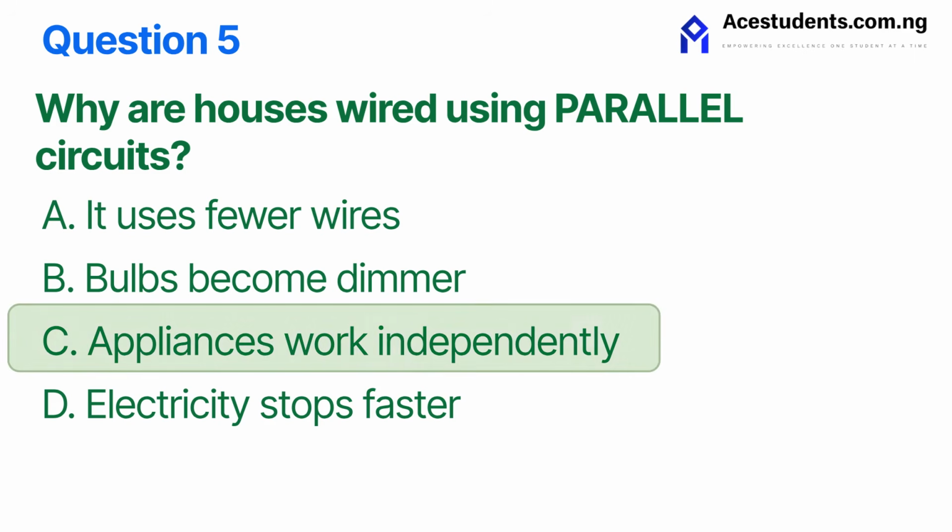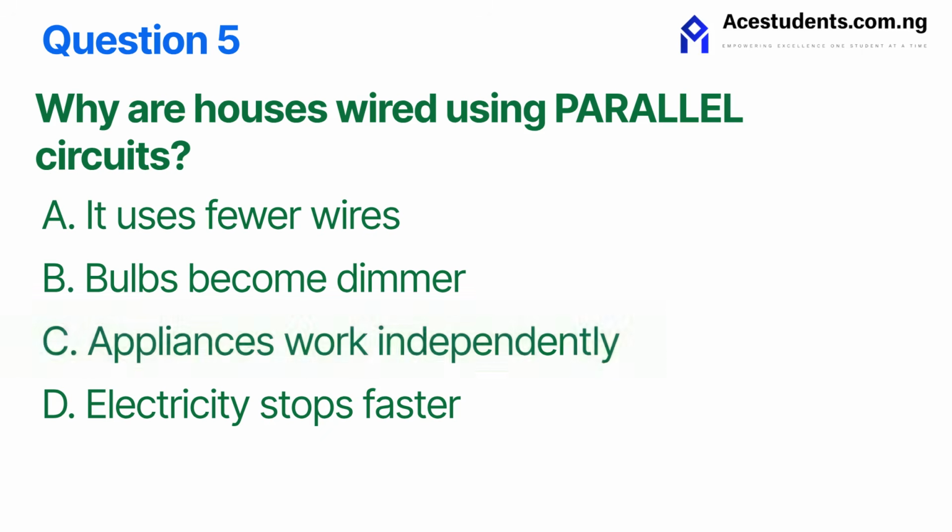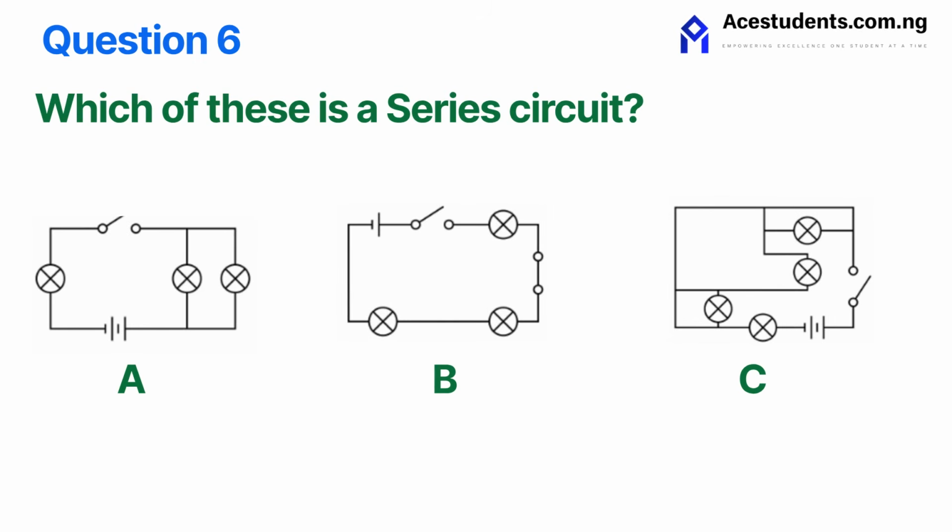The correct answer is C. Appliances work independently in a parallel circuit, so one device turning off doesn't affect the others. Question 6. Look at these diagrams. Which of these represents a series circuit? Identify the one with a single loop.